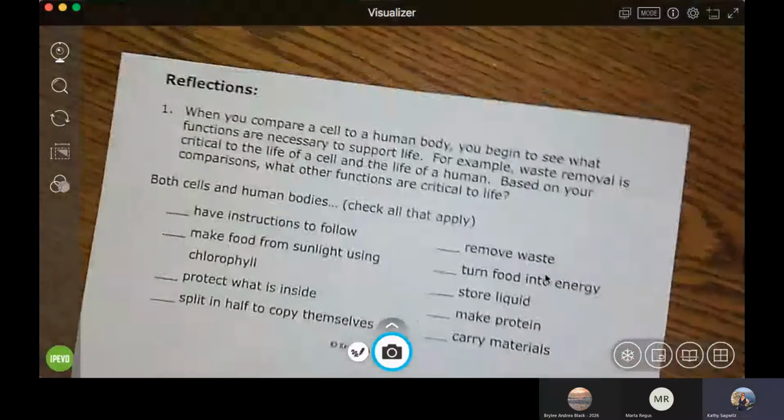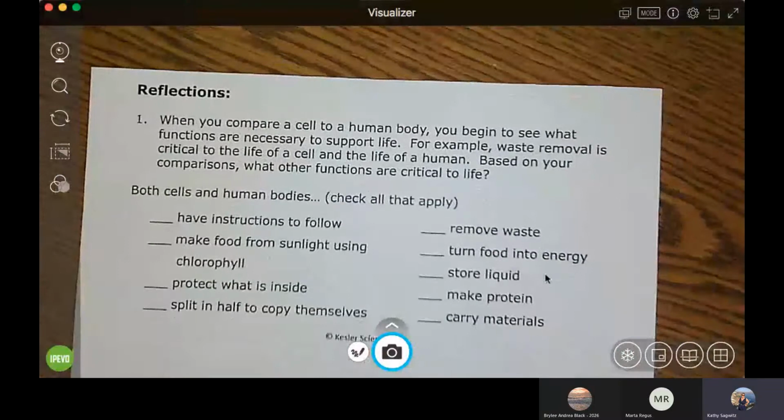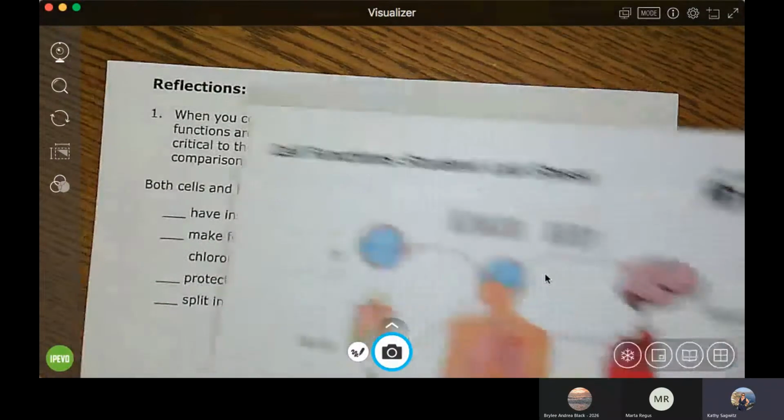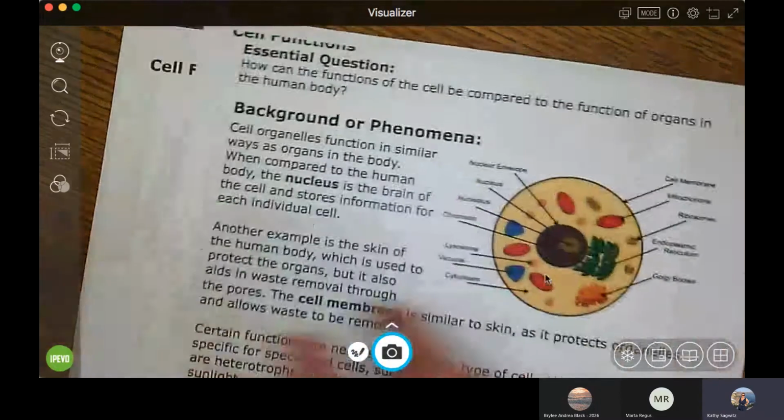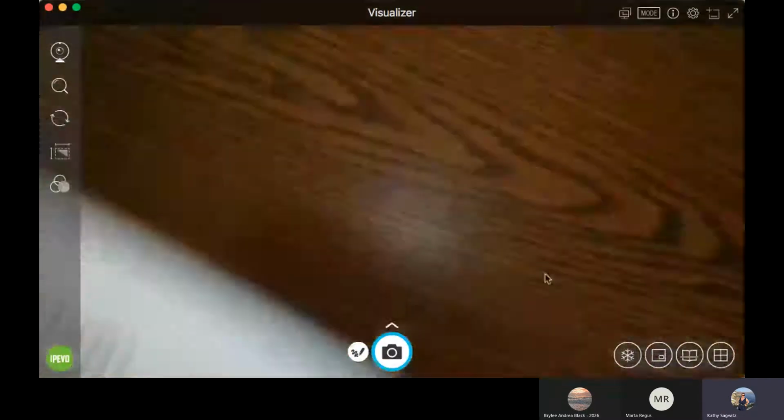And then there is a reflection question on the last page. Go ahead and work on this. This is going to help you get ready for the analogy part that we're going to work on tomorrow. We're going to compare it to a city.